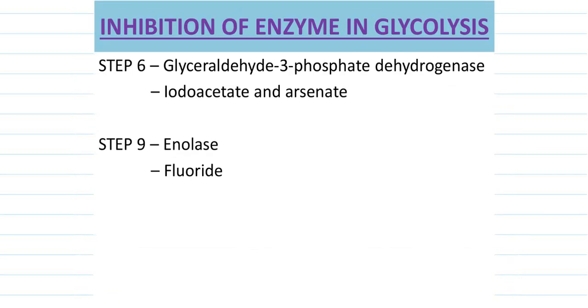So which enzymes are inhibited in glycolysis? In step 6, the glyceraldehyde 3-phosphate dehydrogenase enzyme is inhibited by iodoacetate and arsenate having a 5 valency, and in step 9, the enzyme enolase is inhibited by the compound fluoride.